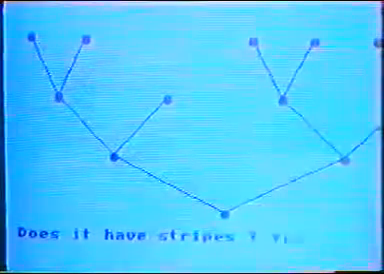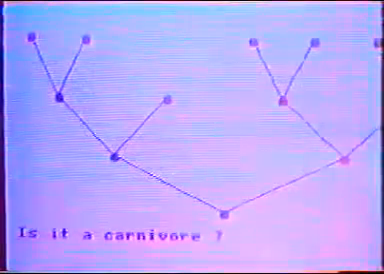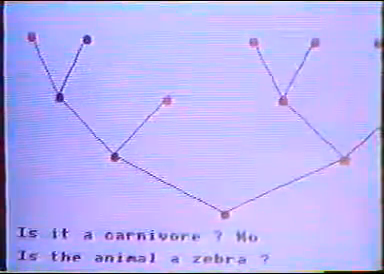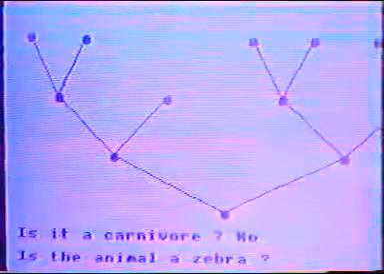Is it a mammal? Yes. Does it have stripes? Yes. And it's going up the yes branch. Is it a carnivore? No, it goes up the other branch. And it's come to the end of the tree, or the top of the tree. Is the animal a zebra? Yes. Well, it got it.